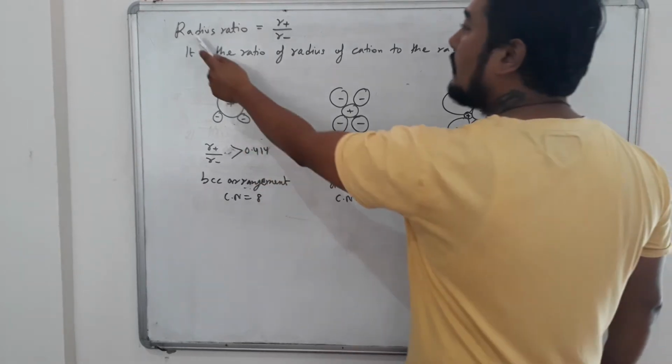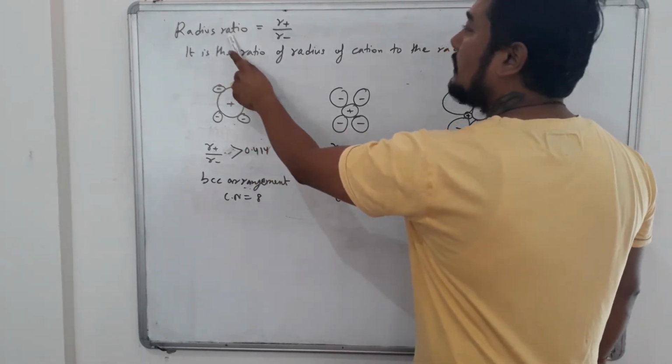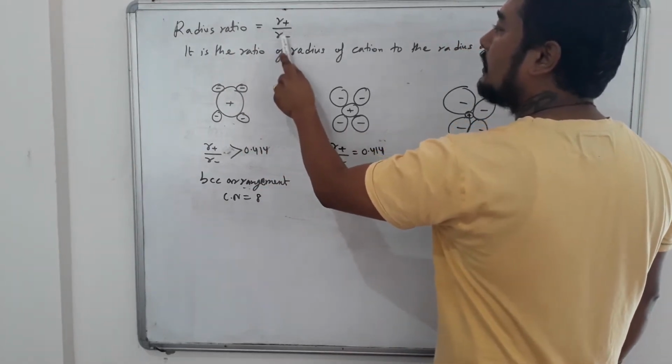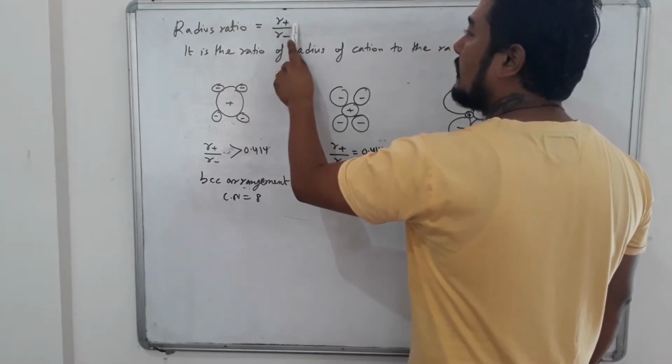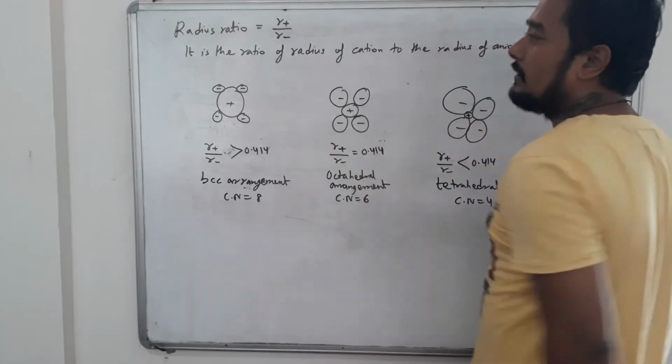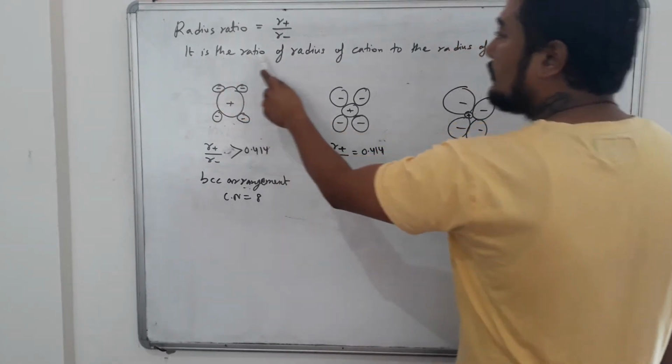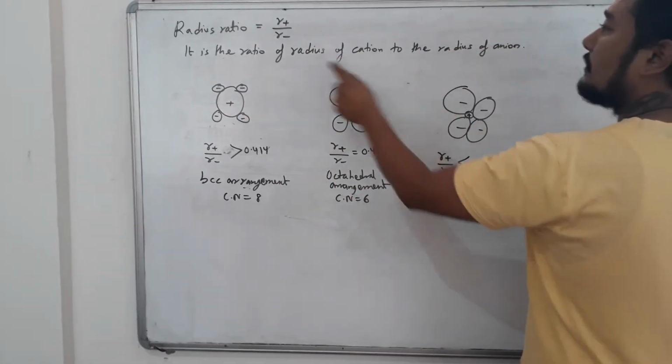If anyone asks you what is radius ratio, you have to say it is the ratio of radius of cation to radius of anion. So define radius ratio: it is the ratio of radius of cation to the radius of anion. You can see the definition.